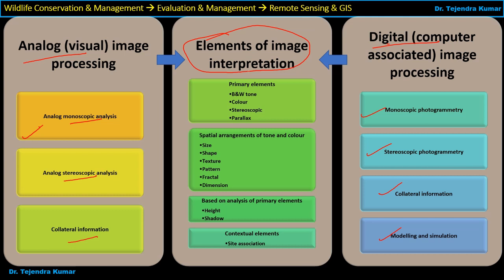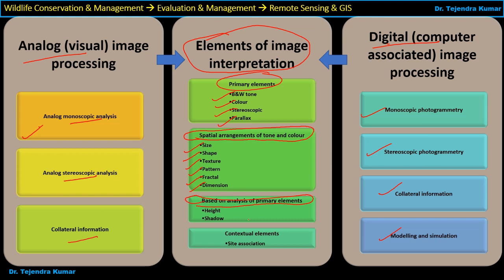So, what are the elements of image interpretation? These are the main important points. The primary elements are black and white tone, color, stereoscopic parallax, and the spatial arrangement of tone and color, which can be seen on the basis of size, shape, texture, pattern, fractal, and dimension. On this basis, images are interpreted, and it should be based on the analysis of the primary elements.